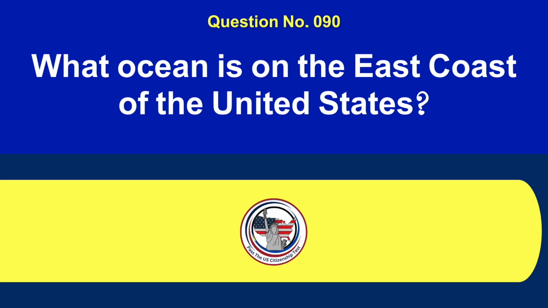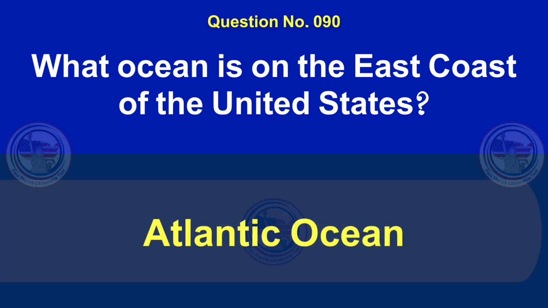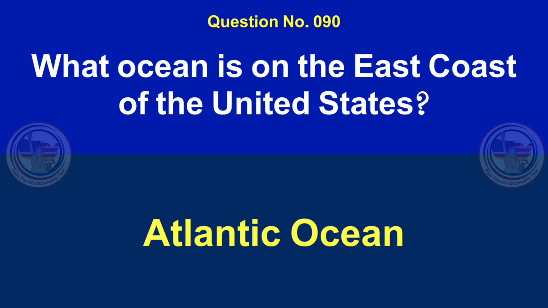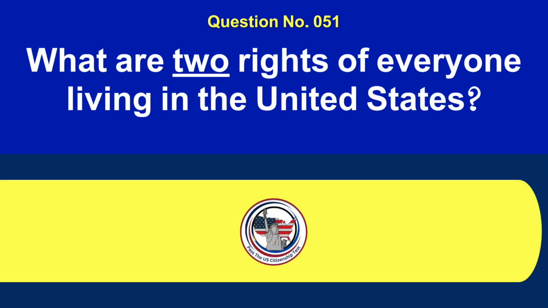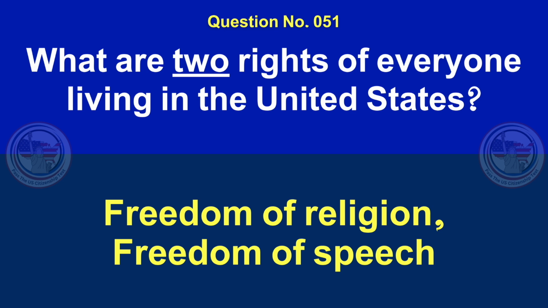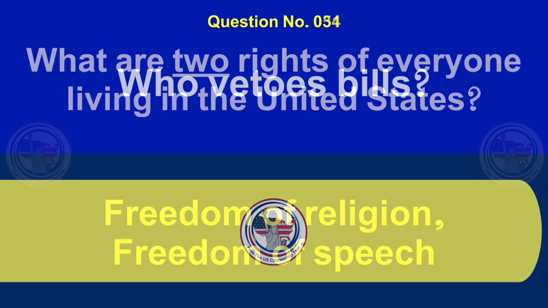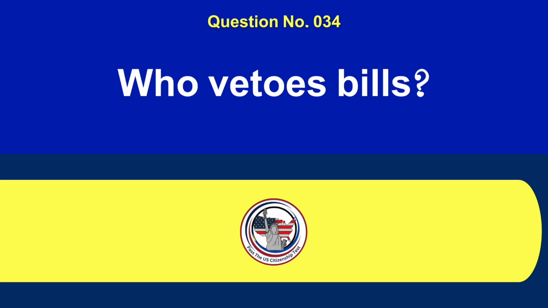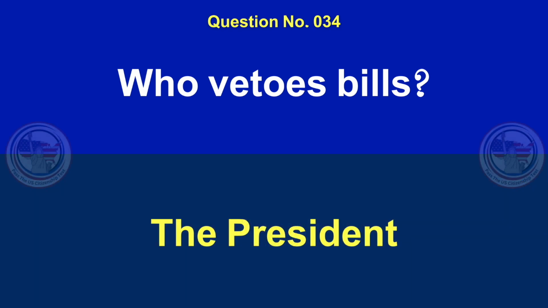What ocean is on the east coast of the United States? Atlantic Ocean. What are two rights of everyone living in the United States? Freedom of speech. Freedom of religion. Who vetoes bills? The President.